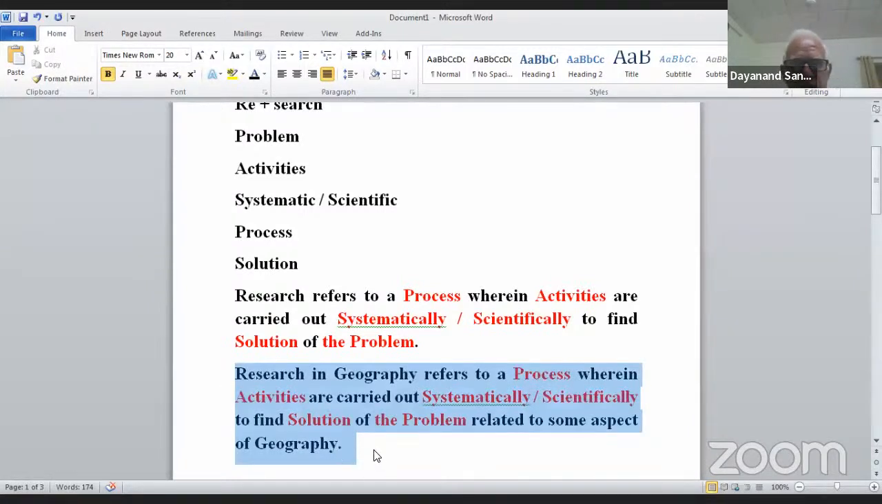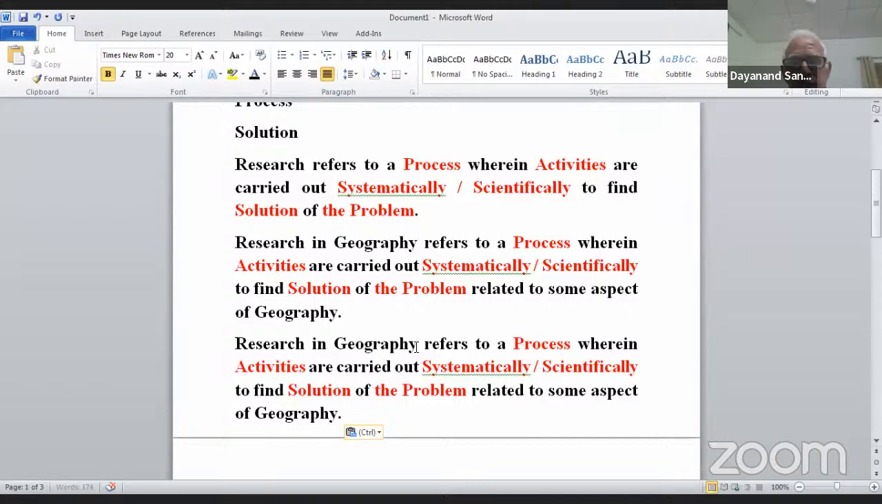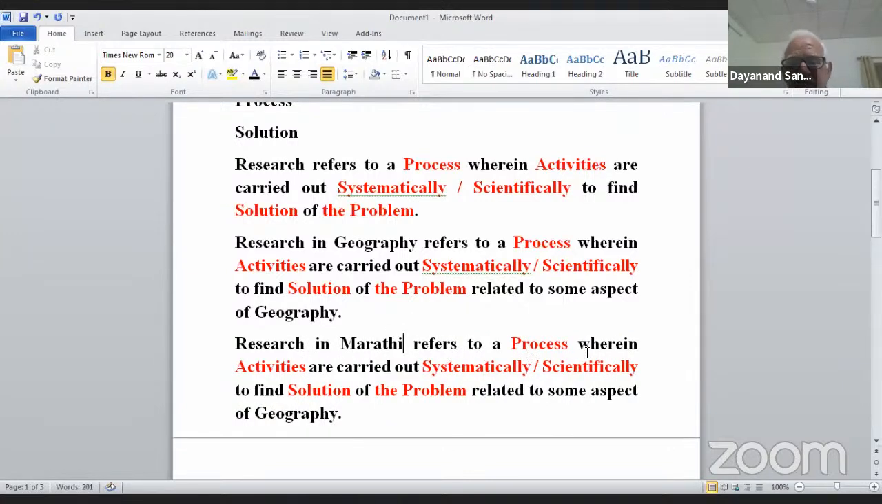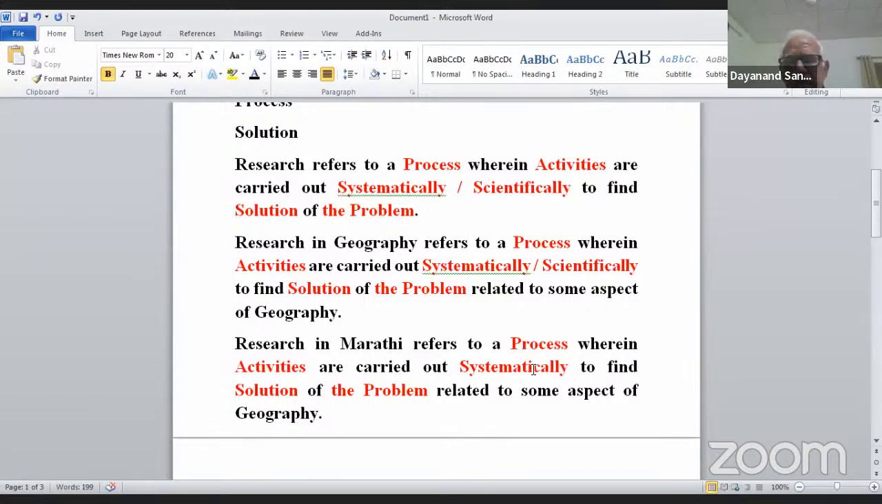Now, if you want to say research in Marathi, it refers to a process wherein activities are carried out systematically, because in language they don't use scientific, to find a solution of the problem related to some aspect of Marathi. So you can now define research in any subject you like. Absolutely no problem. Any question anyone wants to ask about the definition of research and definition of research in geography?